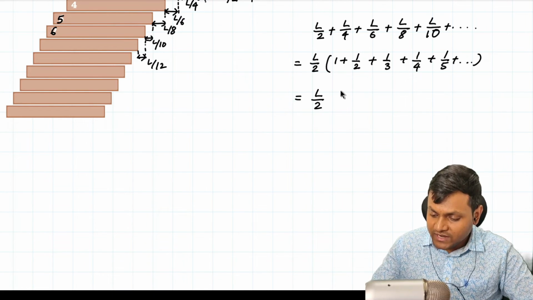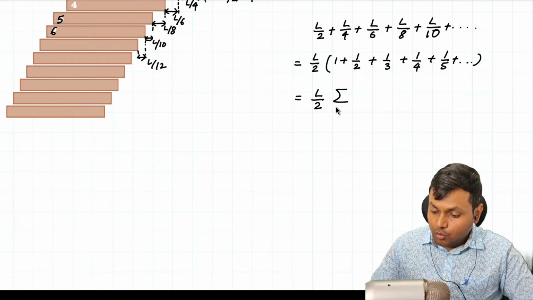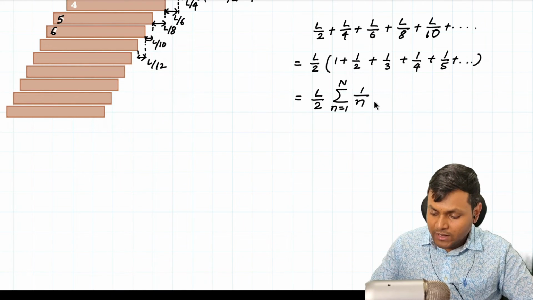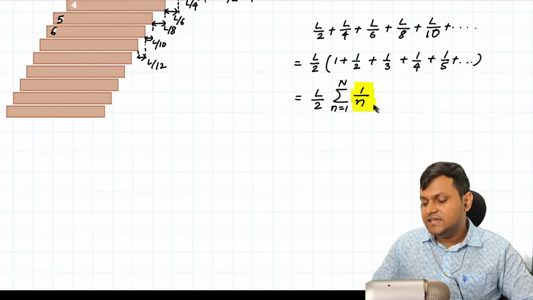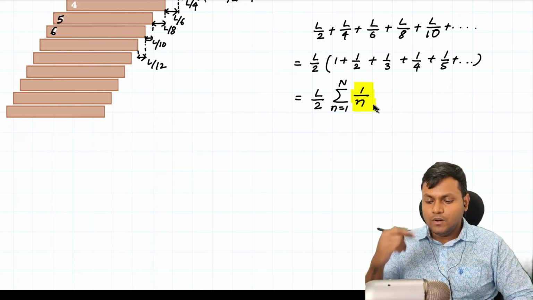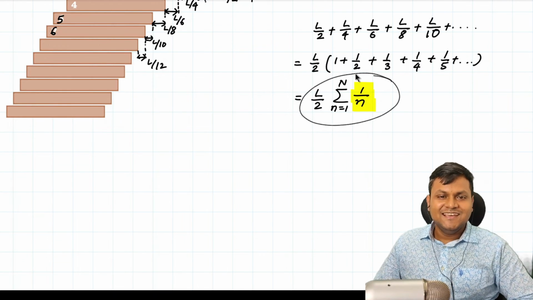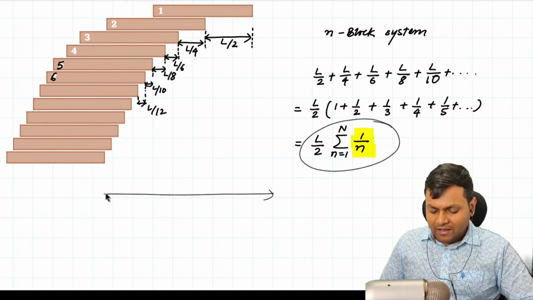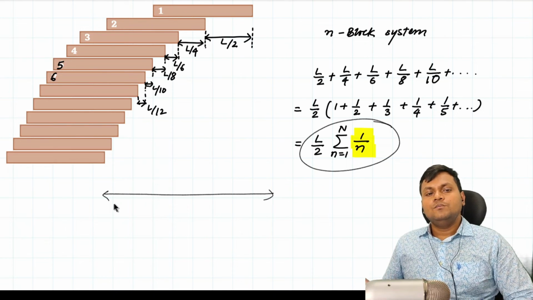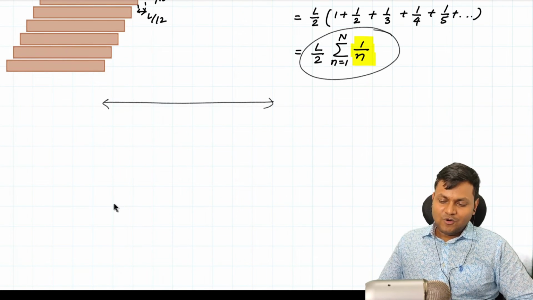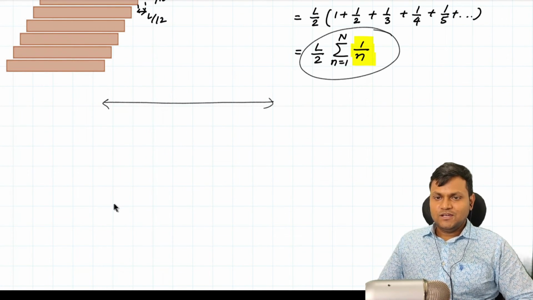So if I take the L upon 2 outside, I'll end up getting a summation where n goes from 1 to some capital N, with a small n here. So this is a series of 1 upon n going from 1 to some higher number. What is the value of this sum? The value of this sum is going to give us the maximum overhang possible for an n block system. Now, if you're interested in finding out the maximum overhang possible for an n block system, let us just add up these terms using some program.